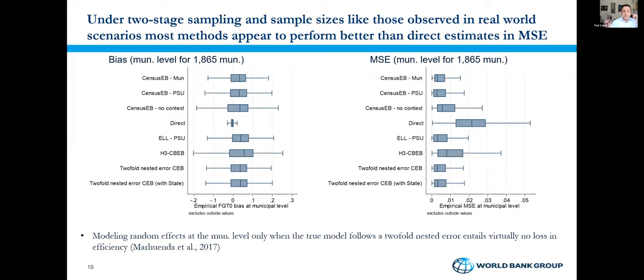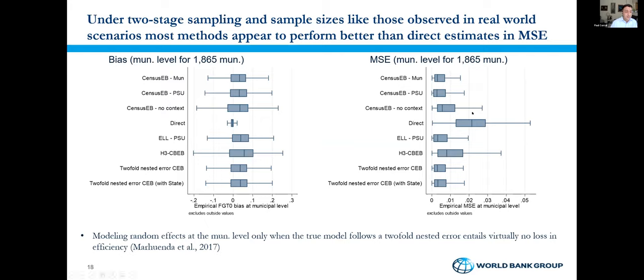So under two-stage sampling and the sample sizes like those observed in real-world scenarios, most methods we tested appear to perform better than direct estimates in terms of mean squared error. Now, this is quite good. The results are empirical, in the sense that we present bias and mean squared error for all areas. And for each area, we have 500 point estimates, each point estimate obtained from the 500 samples drawn from our census. Notice how the direct estimates show very little bias, yet have the largest mean squared error. This is in essence what we try to do with small area estimation. We sacrifice a little bit of bias to achieve gains in the mean squared error, although there is a limit towards how much bias you're willing to accept, which also becomes an issue.